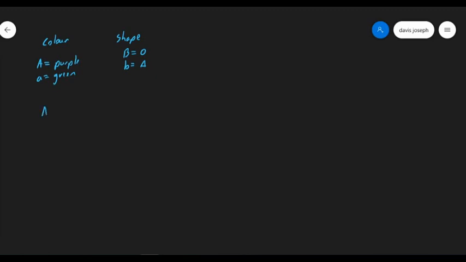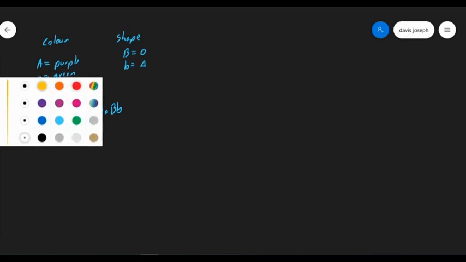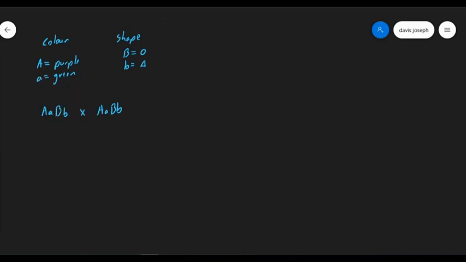So that would mean there would be capital A, little a, capital B, little b, by capital A, little a, capital B, little b. So we first have to find out the possible gametes of our different parents.